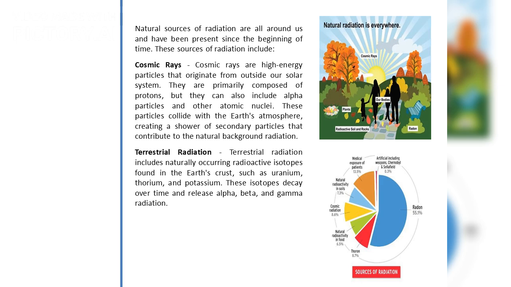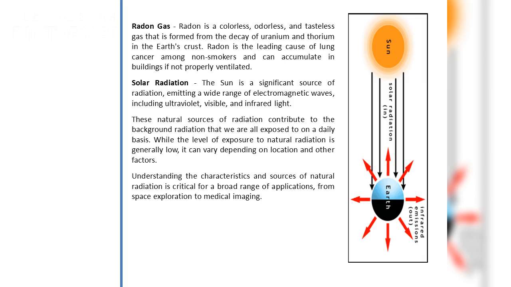Terrestrial radiation includes naturally occurring radioactive isotopes found in the Earth's crust, such as uranium, thorium, and potassium. These isotopes decay over time and release alpha, beta, and gamma radiation. Radon gas is a colorless, odorless, and tasteless gas that is formed from the decay of uranium and thorium in the Earth's crust. Radon is the leading cause of lung cancer among non-smokers and can accumulate in buildings if not properly ventilated.